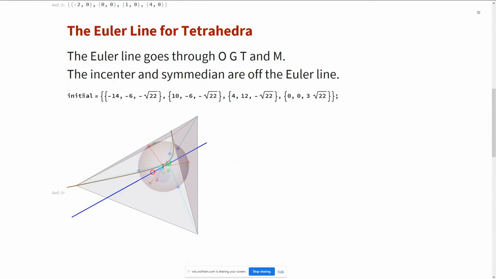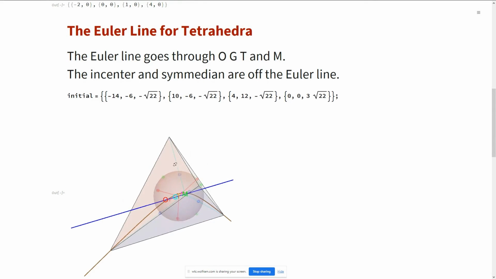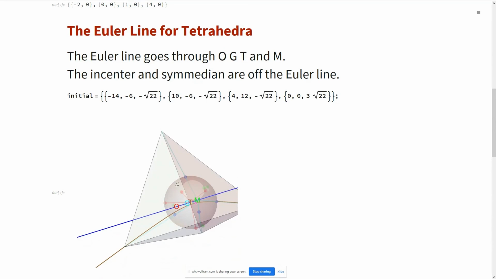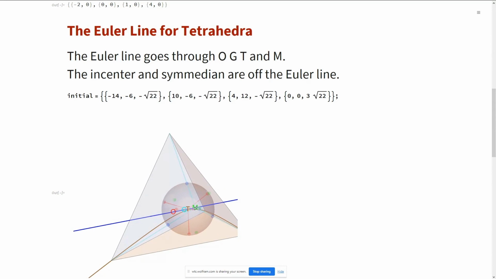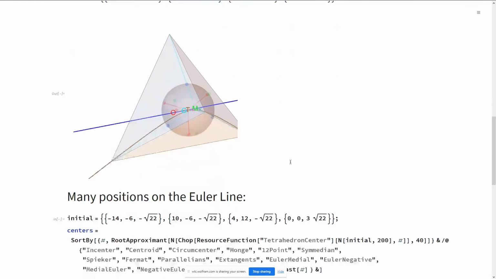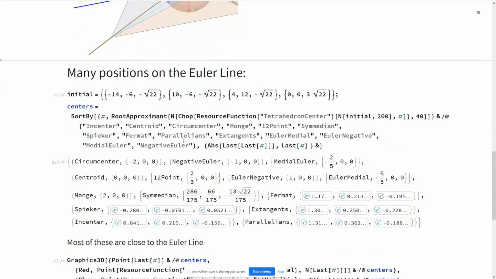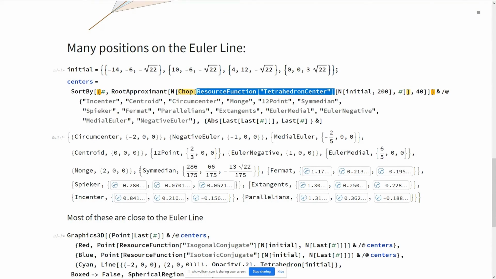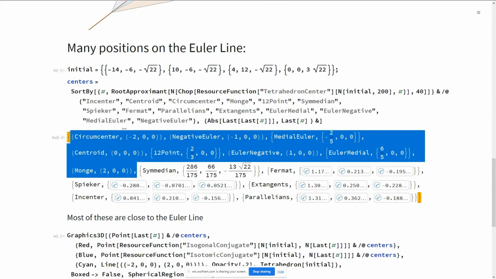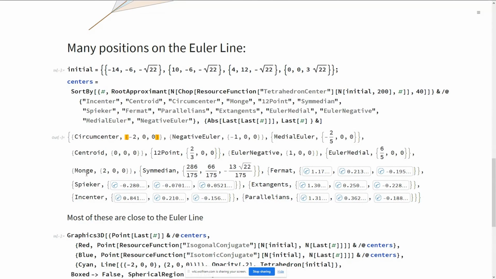So here's in 3 dimensions, here's another special tetrahedron, and we get the same thing. These points are on the Euler line, but we substitute the Monge point for the orthocenter, since the orthocenter doesn't usually exist for tetrahedra. For all the centers in the tetrahedron center function, we can calculate what these centers are, and quite a few of them are on the Euler line. The circumcenter at -2, 0, 0, the Monge point at 2, 0, 0.